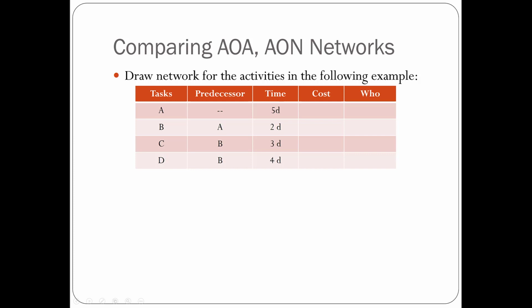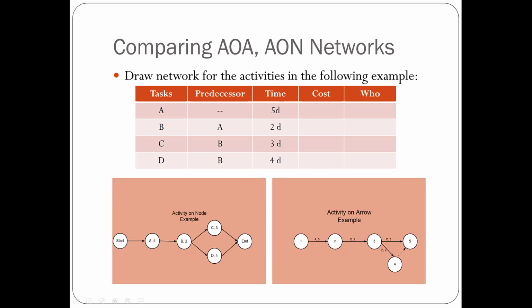So if we create the network for this example here, an activity on node network would have, again, a start activity, start the project. Then the first activity will be A, which lasts 5 days. Once you complete it, you can move to B because A is B's predecessor. B takes 2 days to complete. And once you complete B, you can move to complete C and D at the same time.